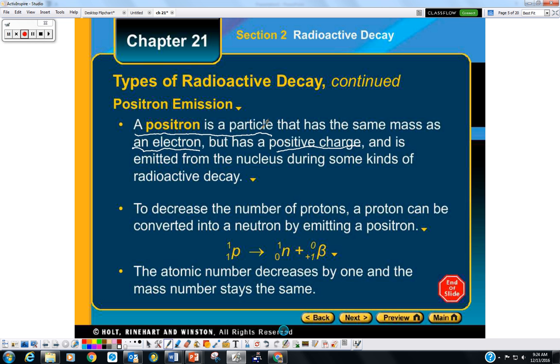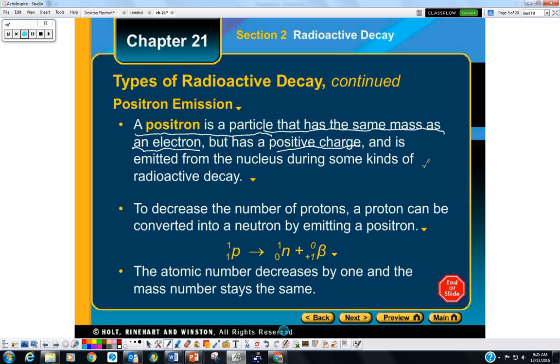So remember that whenever we do a beta emission, it doesn't change the overall mass. It just emits that negative charged particle that we tend to call an electron out, and the proton number goes up by 1.